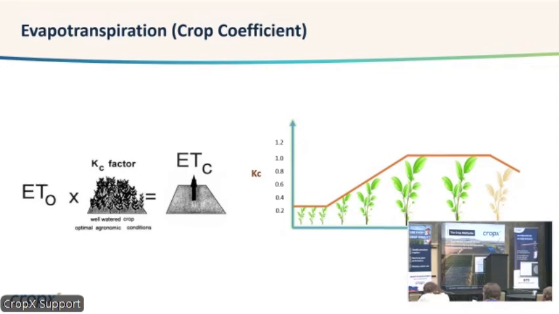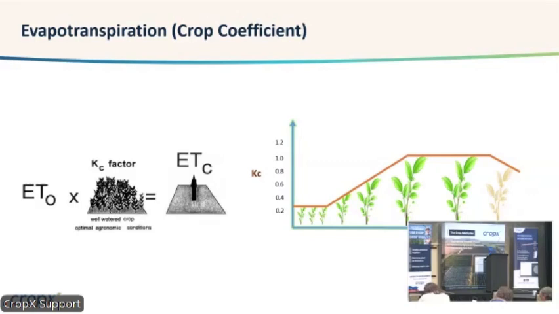You can see here that at the beginning of the season, when the canopy is pretty small, your Kc, your crop coefficient, is pretty low. As time goes on, your canopy grows and eventually it goes above 1, depending on your crop. Then you let it dry out, and when you harvest, it goes down. This is the typical pattern.